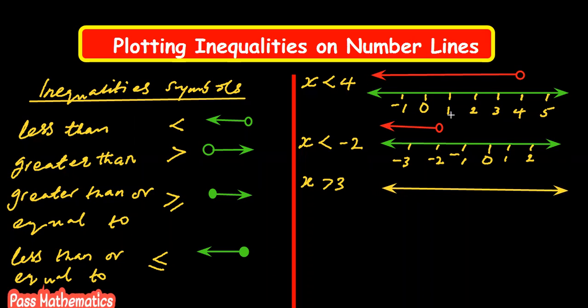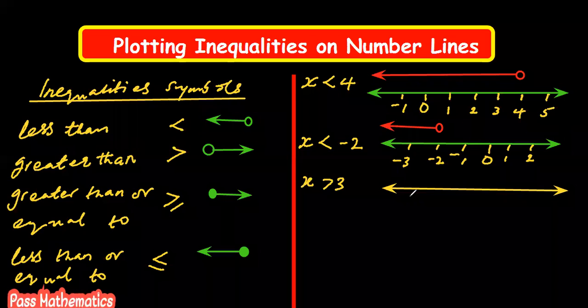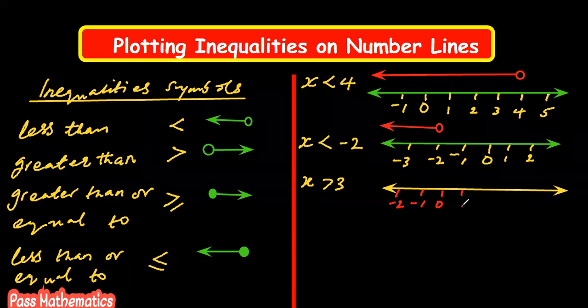So let's put this on the number line. So again, x is greater than 3. So let's see, we have 0. So this is minus 1, minus 2. And here we have 1, 2, 3, 4, 5. So we can stop at 5.